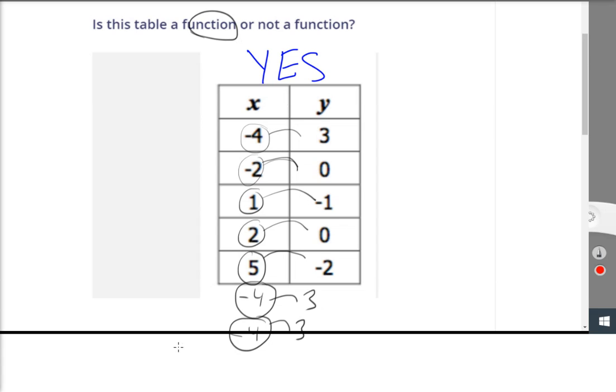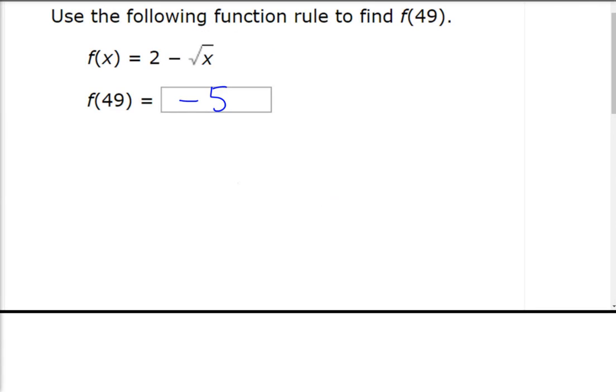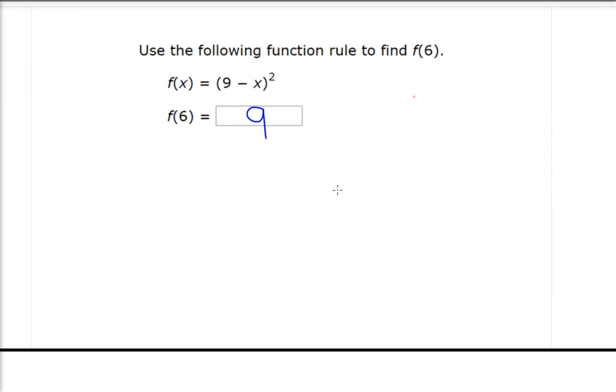Okay, what about number 12? Question number 12, the reason is f of 6 is equal to 9 because anywhere you see an x, you replace it with 6. So let's do parentheses first. 9 minus 6 is 3. And 3 squared, that's 3 times 3. 3 times 3 is 9. Okay, so that's question 12.